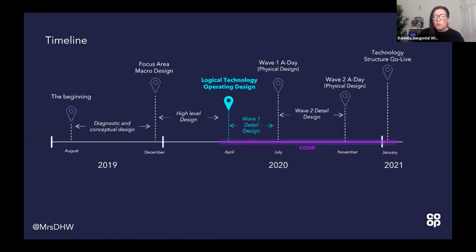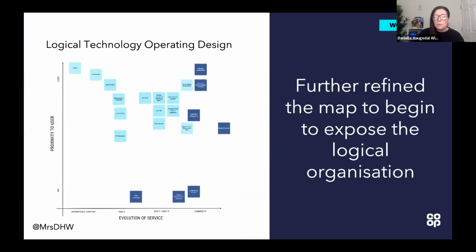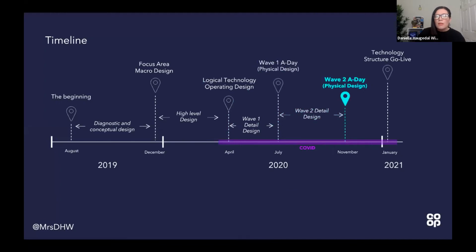So we come to our more logical operating technology design. So we refined it further to condense them a little bit more, so we could see where things needed to be and what kind of team structure needs to be put around stuff. And then we went through more of the typical phases of looking at physical structures and roles and people, and all the really hard part around designing a new operating model, where you are literally disassembling everything and reassembling it again. So that's quite tough, and we're still doing all this around COVID time. And then we went live in January.